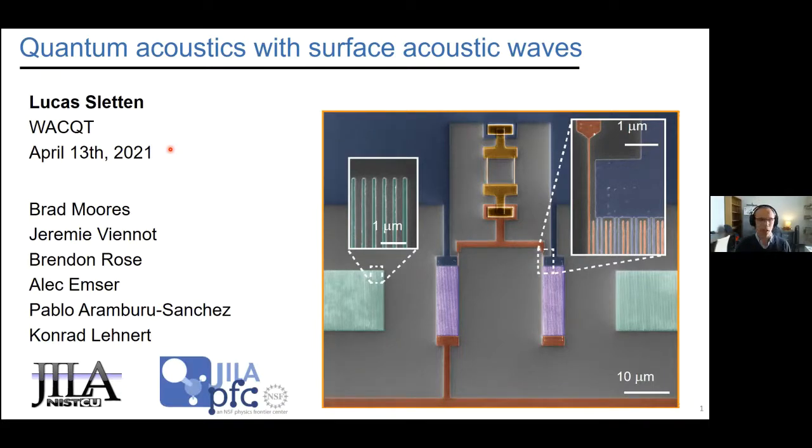This has been a great conference so far, and I'm excited to see what later tonight and tomorrow brings. So my name is Lucas. I come from Konrad Lehnert's group at JILA in Colorado. And today I'll be talking about maybe something else that's a bit exotic, but doing quantum acoustics with surface acoustic waves, kind of investigating what kind of applications surface acoustic wave technologies might have in the quantum world.